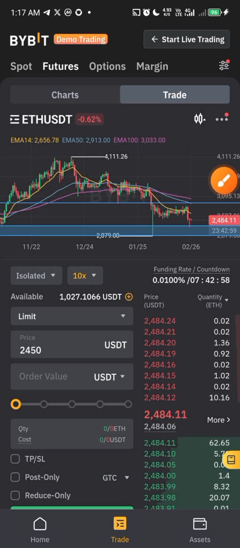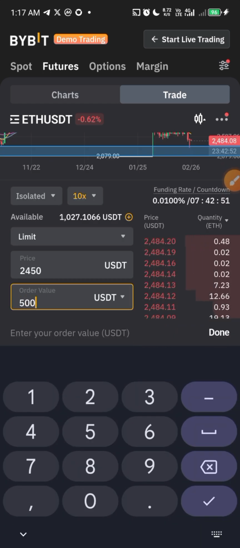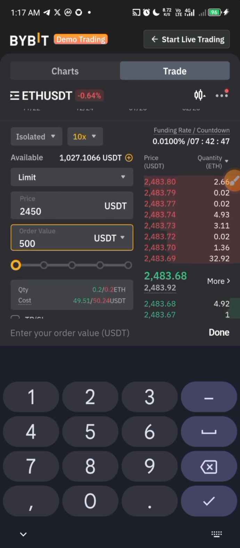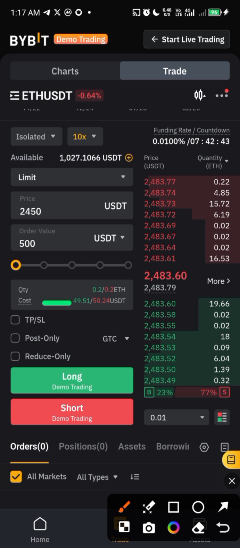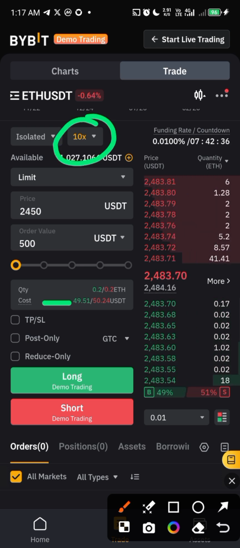So the value you want to use always comes as your leverage. For instance, if I put 500 here, it's telling me that I'll be using $50. You can see that is the cost, $50, because it's 10x leverage here. $50 times 10 gives me 500. So that is how you get 500.